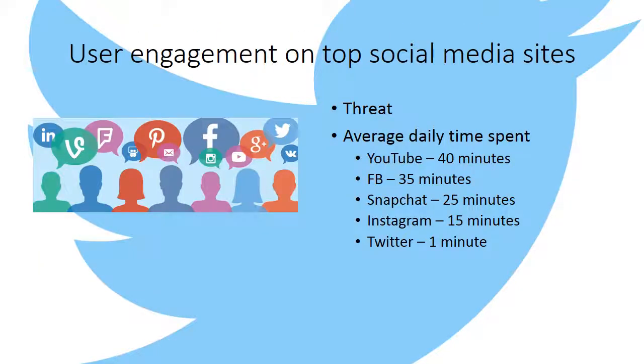The last factor we looked at was user engagement on top social media sites. This is a threat because each user has a specific amount of time that they can allocate towards specific websites each day. As you can see, in average daily time spent, YouTube, Facebook, Snapchat, and Instagram all outperform Twitter, and it's not a small margin either. People that use YouTube spend about 40 minutes a day, while on Twitter it's only about a minute. To be successful in the near future, they're going to need to pull up the average daily time spent to be a real selling point for them to generate ad revenue moving forward.